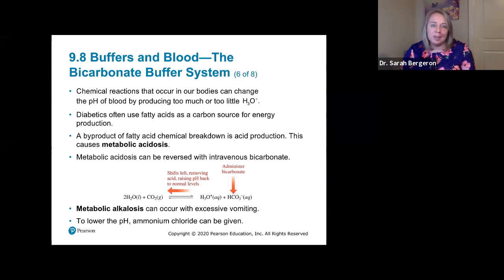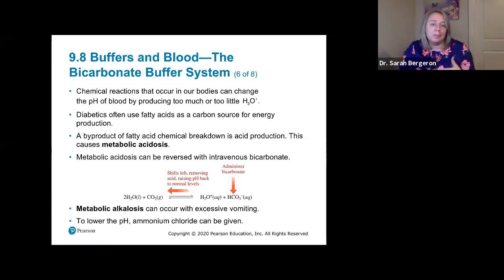Another example is when diabetics typically use fatty acids as a carbon source for energy production, right? Because they don't respond to sugars. So if they undergo a lot of fatty acid metabolism, right, breakdown, you're going to, as a byproduct, produce acid. Well, this can cause what's called metabolic acidosis. Metabolic acidosis can be treated similarly with an intravenous bicarbonate.